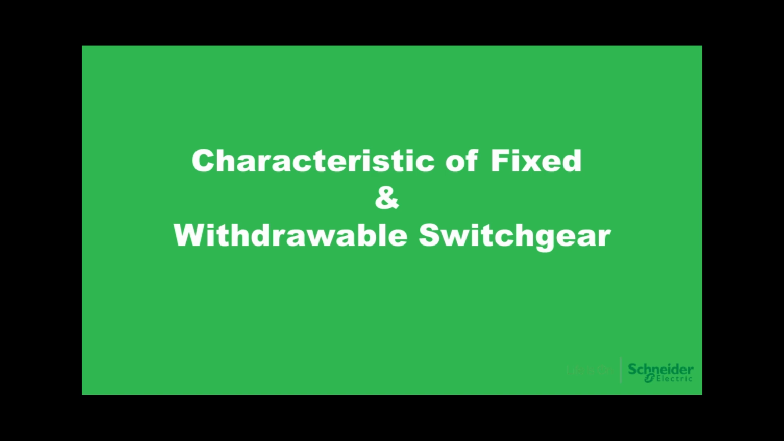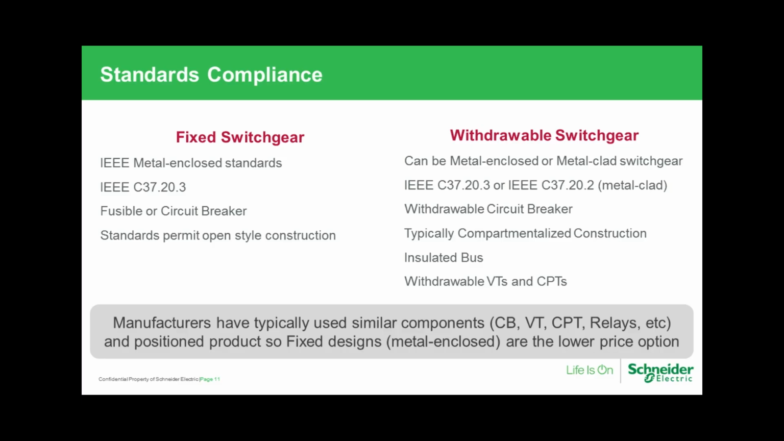So some characteristics of fixed and withdrawable switchgear we'll go through on this slide. Fixed switchgear is going to be commissioned around the IEEE C37.20.3 standards, and that is a standard that calls for a metal enclosed switchgear. And what's the C37.20.3? It has assemblies containing but not limited to devices such as interrupter switches, selector switches, power fuses, circuit breakers, control instrumentation, metering devices, and protective equipment.